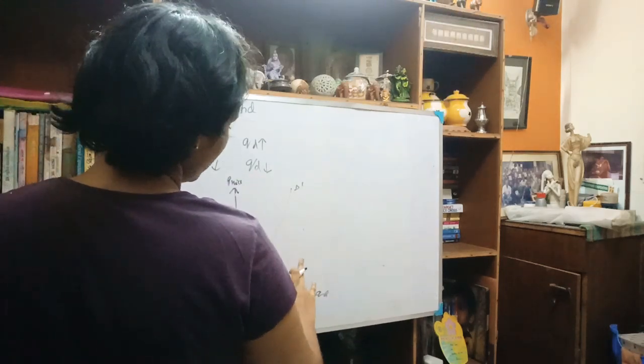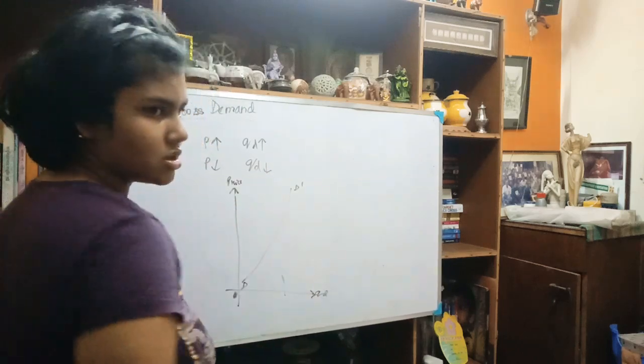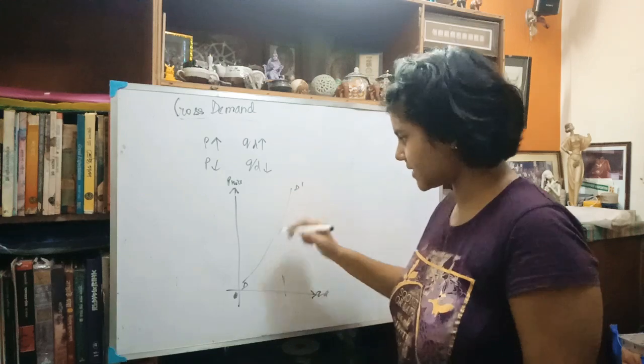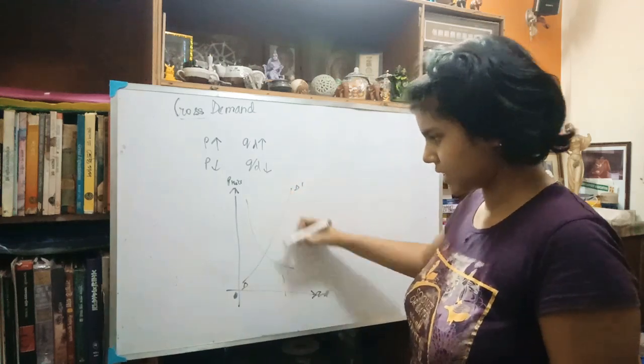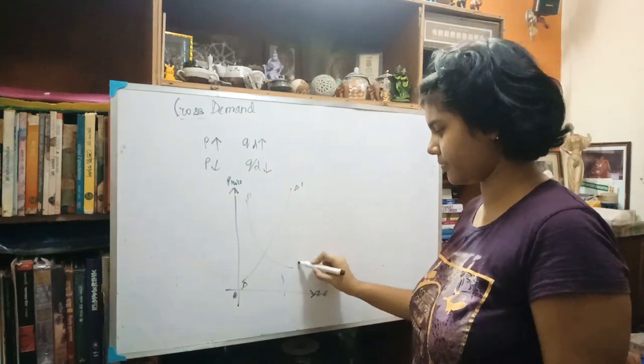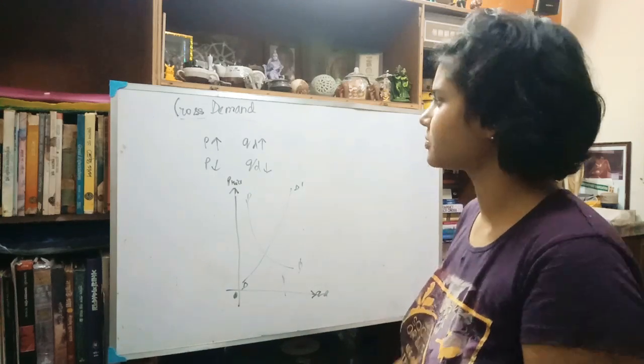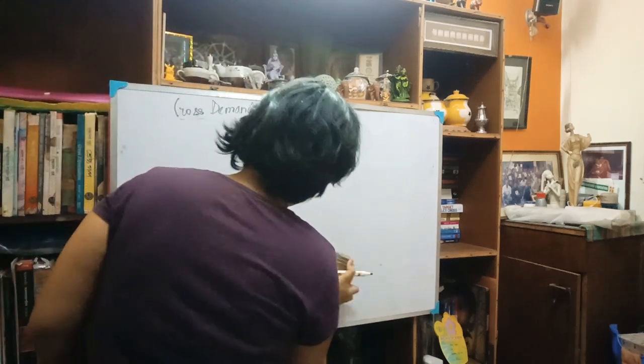When the curve is downward sloping, write D dash because it's coming from the top. Please don't make this mistake. This is D dash. This is D dash. Okay? Don't think that D dash is always up. So we are done with cross demand and income demand.